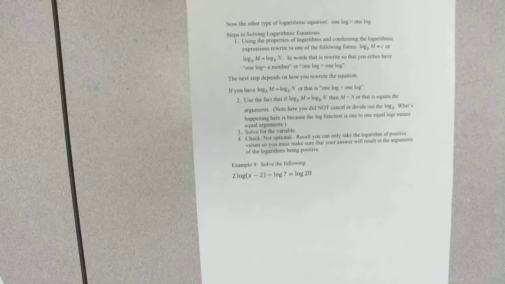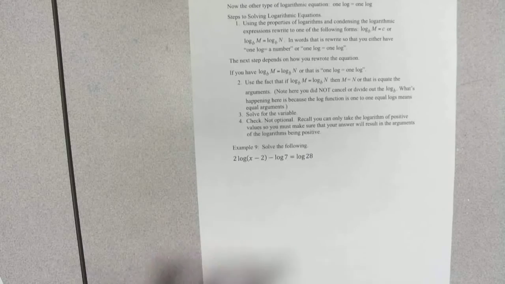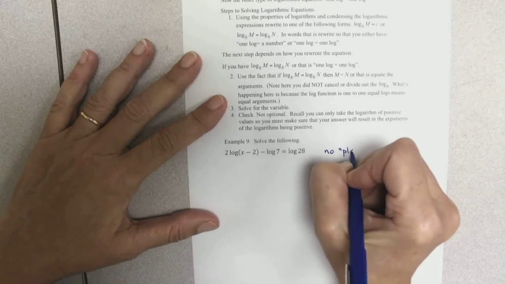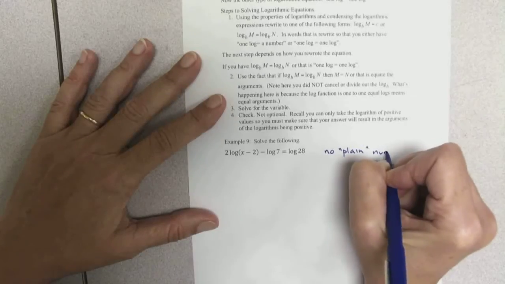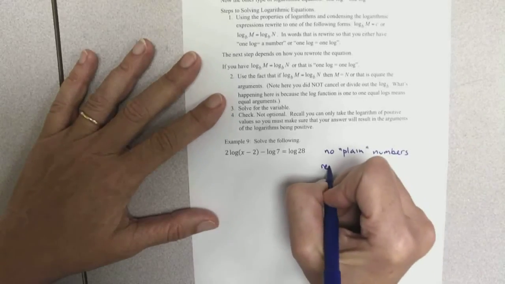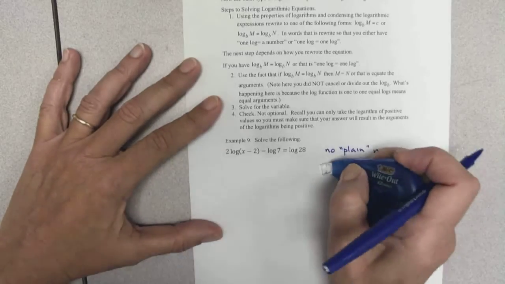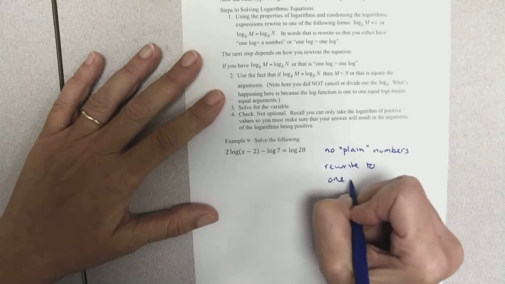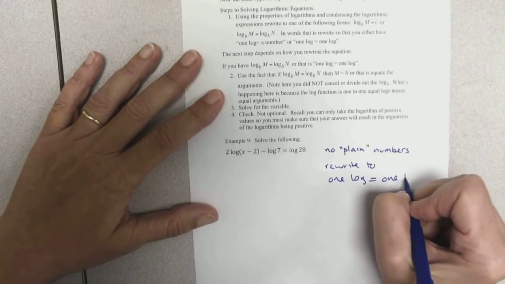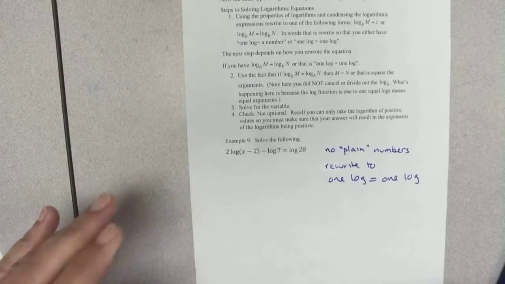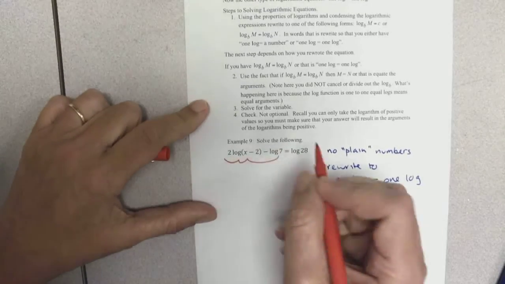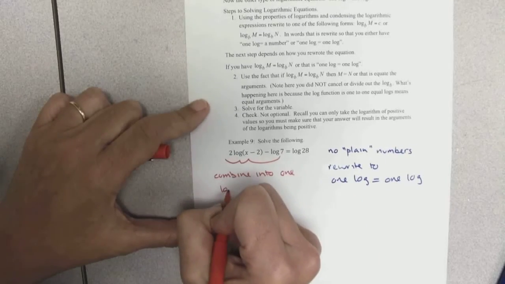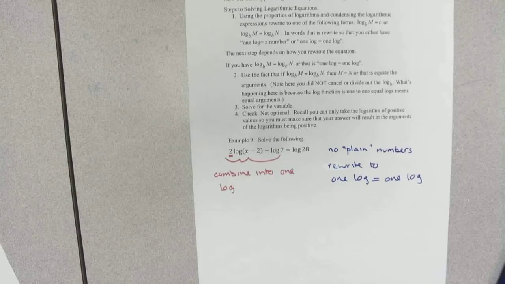So working on this problem here, I note that it's all logarithms, or in other words, there's no plain numbers. And so I want to rewrite to 1 log equals 1 log. So pretty much that's going to mean over here, combine into 1 log. Starting first with that coefficient.